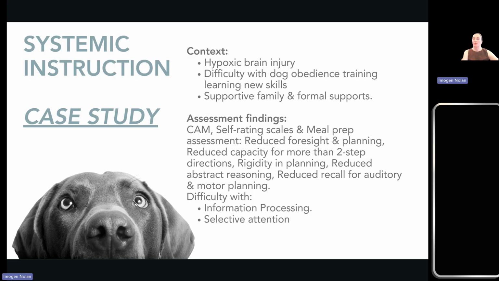So what I actually did was the Cognitive Assessment of Minnesota, the self-rating scales and a meal prep assessment, through which I identified reduced foresight and planning, reduced capacity for more than 2 set directions, rigidity in planning, reduced abstract reasoning, and reduced recall for auditory and motor planning. So we can determine that they have difficulty with information processing and selective attention.